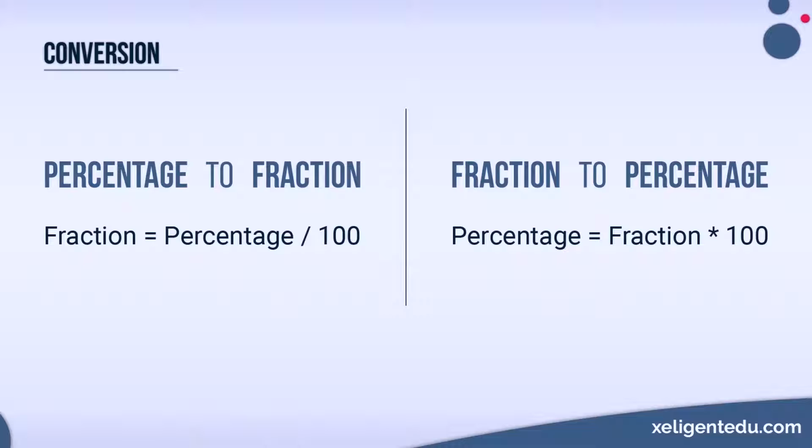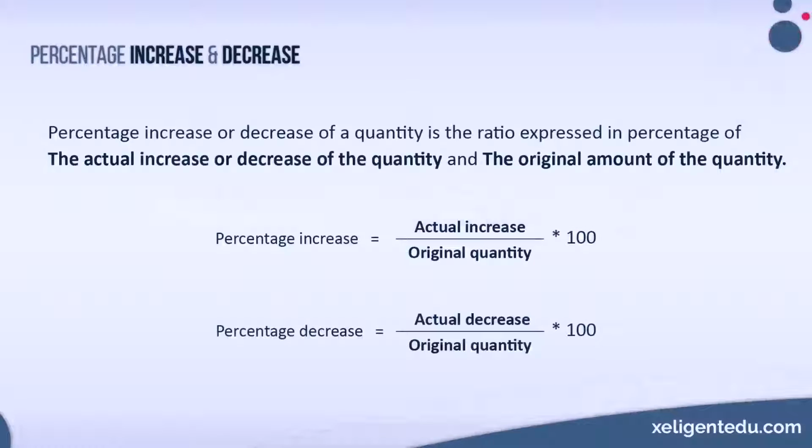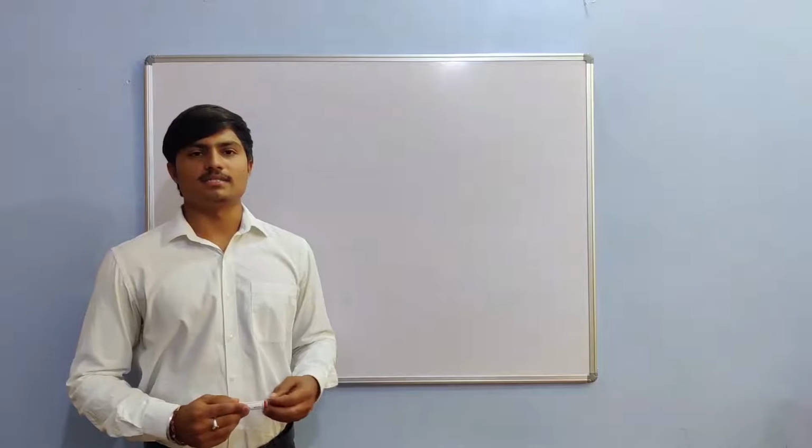If you want to convert any percentages into fraction, we need to divide that percentage by 100. And similarly, if you want to convert any fraction value into percentages, we need to multiply the given value by 100. And the next concept is percentage increase and decrease. Percentage increase or decrease of a quantity is the ratio, expressed in percentage, of the actual increase or actual decrease of the quantity and the original amount of that quantity. Percentage increase and percentage decrease.